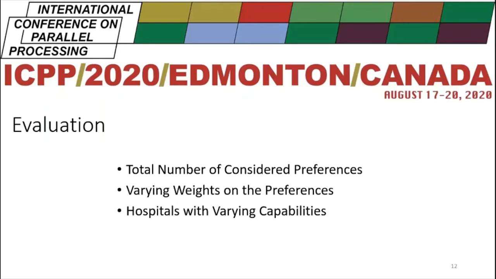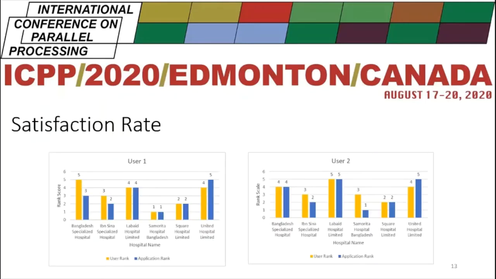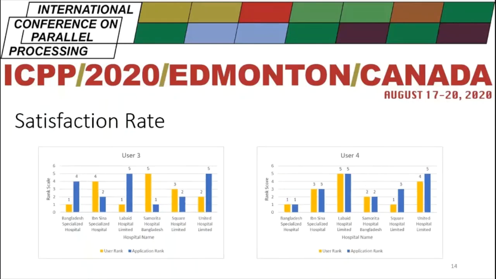We can see the comparison between user ranking and application ranking. For the first user, most of the rankings are similar for the user and application. If we look into the second user's ranking, we find that most of the rankings are also close. Now, in the third user's result, the ranking similarity is not found as it was in the first two.